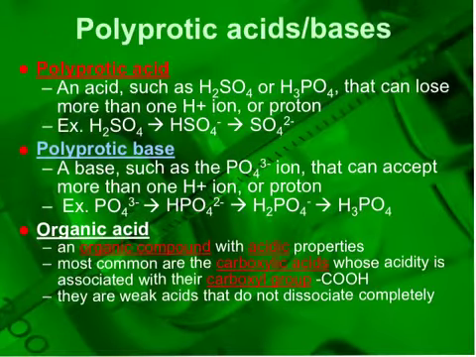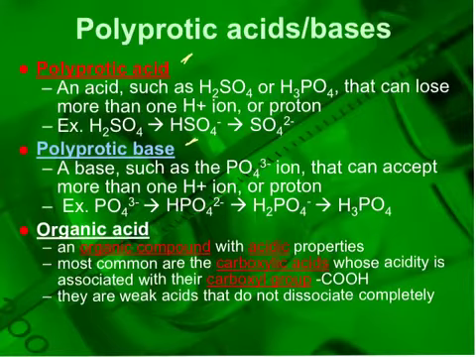Another definition that we have to deal with is what is called a polyprotic acid and a polyprotic base. A polyprotic acid is any acid that can lose more than one hydrogen, and a polyprotic base is a base that can accept more than one hydrogen.